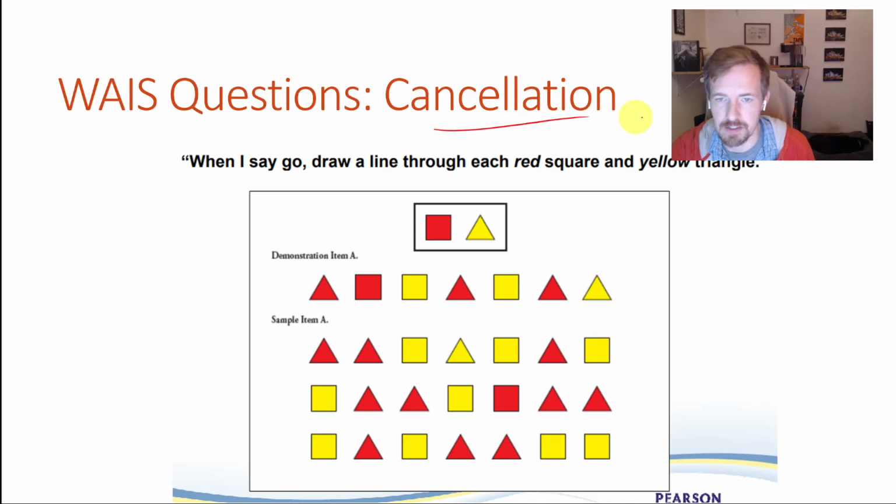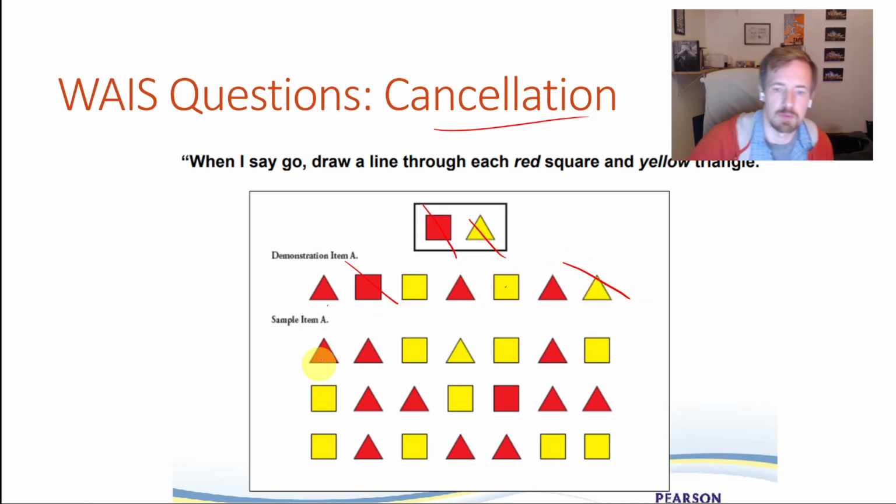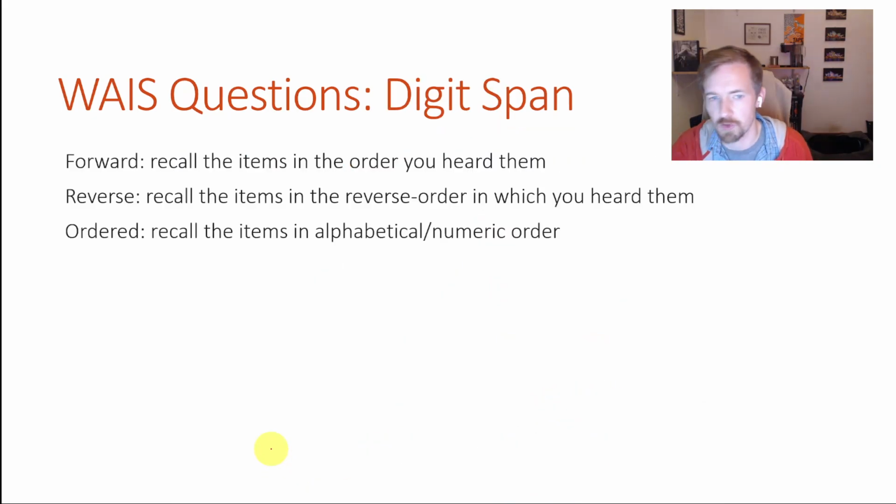Here we have cancellation, and cancellation is going to seem pretty straightforward, but all you have to do is to draw a line that goes through each red square and through each yellow triangle. So as you're going through this, you're not going to do this one, but you will do this one. You're not going to do that one, but you will do that one. So if we move down here, no, no, no, yes, no, no, no, yes, and so on, and it goes on for a full page doing that.